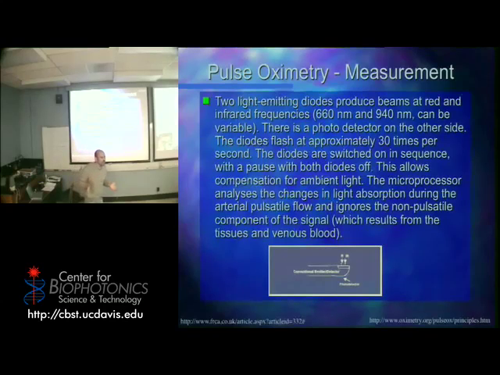There's a whole bunch of variation. In some setups, they flash at 100 times per second. Sometimes they flash at 30 times per second. You switch them on in sequence. So you turn on the red one, then you turn it off. Then you turn on the near-infrared one, then you turn it off. Then you turn on nothing and measure. Okay? Why do you do this?